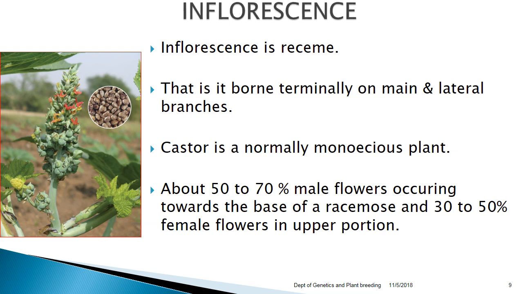Inflorescence. Inflorescence is called a raceme. This is borne terminally on main and lateral branches. It is normally a monoecious plant, with about 50 to 70% male flowers occurring towards the base of the raceme and 30 to 50% female flowers in the upper portion. That means female flowers are placed in the upper portion and male at the basal portion.